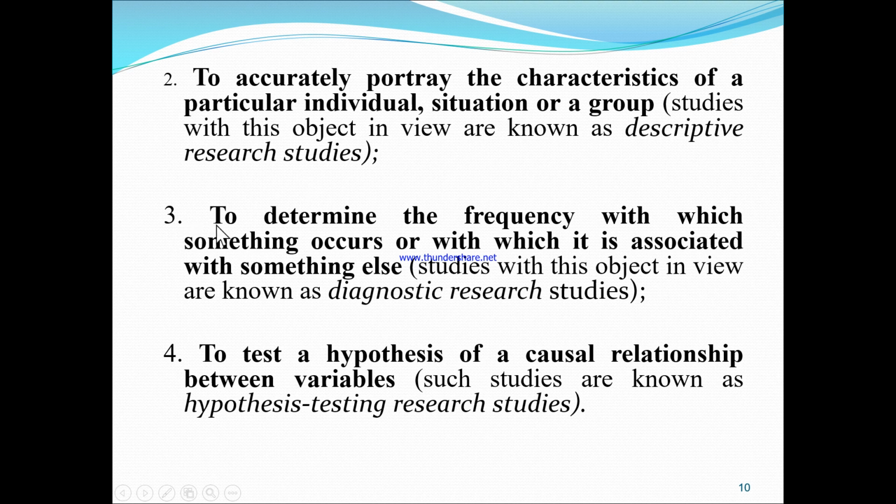The third specific objective is to determine the frequency with which something occurs. The frequency, the rate of recurrence, or the rate in order to check the regularity of something, or in order to check the rate at which something occurs and is associated with something else. In this case you do some sort of diagnostic research studies, because you check the frequency and the rates.